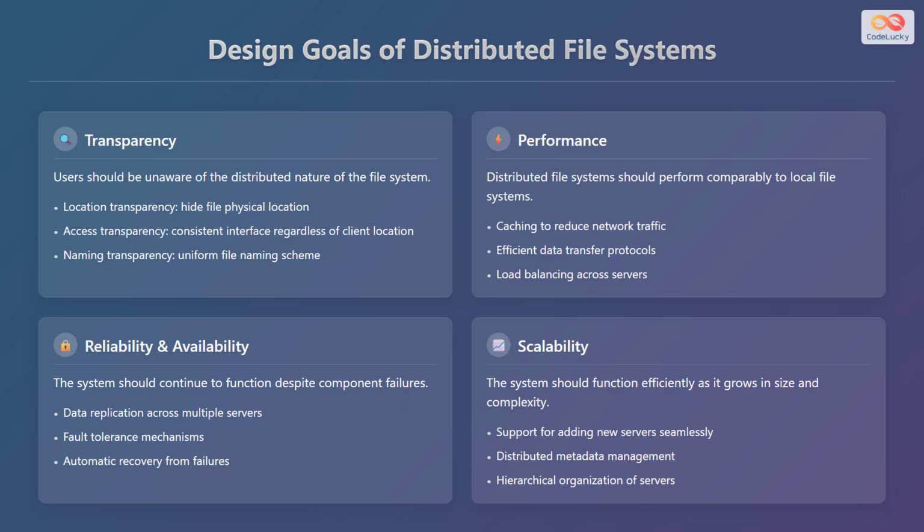Performance is also important. A distributed file system should perform similarly to a local file system. Caching is used to reduce network traffic, efficient data transfer protocols are used, and load balancing is done across servers.